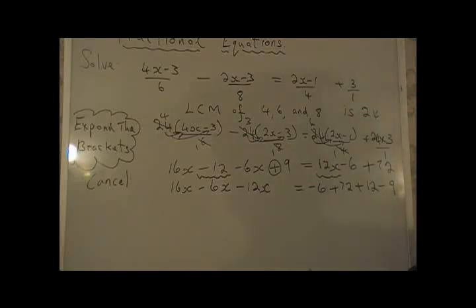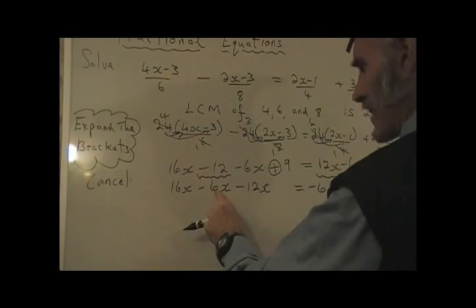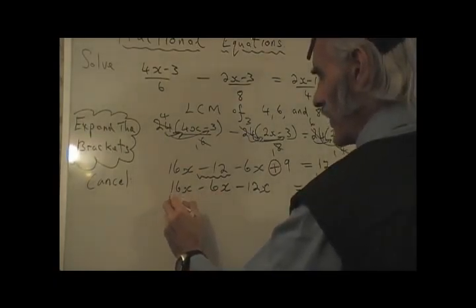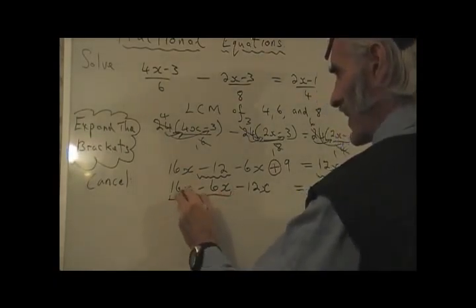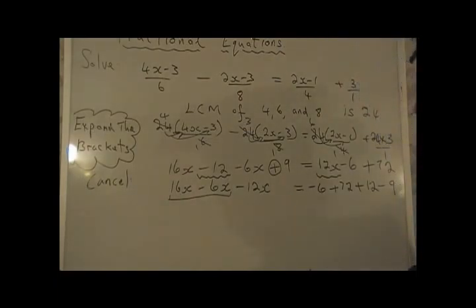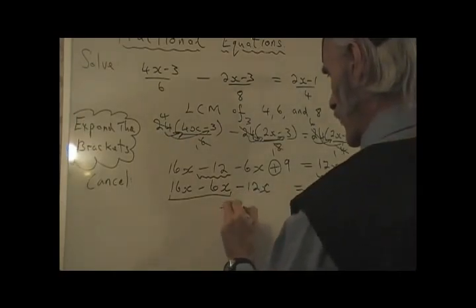Now what we have to do is collect the x's on the left hand side. Well, let's see what we've got. We've got 16x minus 6x. Well, you may be saying, okay, that gives me 10x. And then you may be saying 10x, take away 12x. Well, you can use your number line if you want to, but 10x take away 12x is minus 2x.